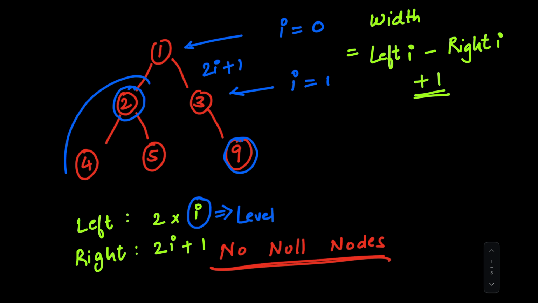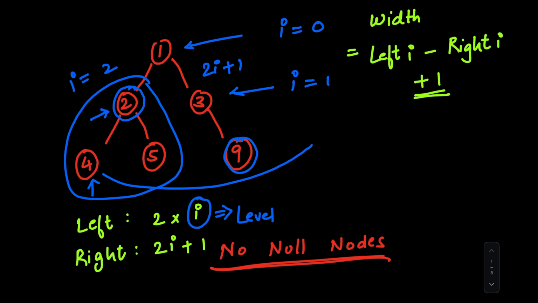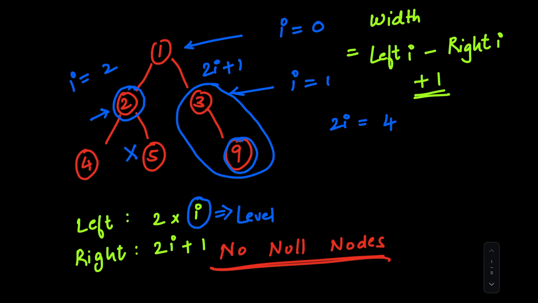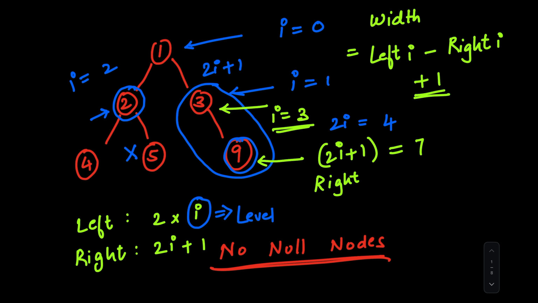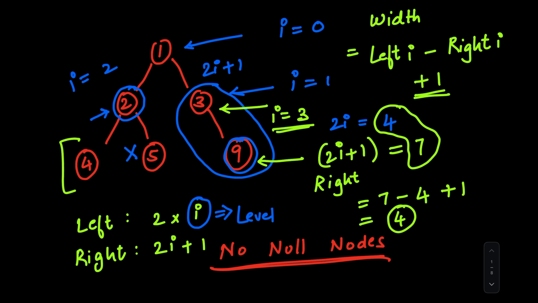Now moving on to the next level, for node 4, which is the left of its parent 2, we'll take i as 2. So for 4, its corresponding index will be 2i, which is 4. We will calculate for 5 as well, but because we know it's not the rightmost element, let's skip it. Looking at the right leg, where the parent is 3, its index is 3, so if we want to calculate the value of 9, which is going to be 2i plus 1, the total will be 7. The width for this level is going to be the difference between 7 and 4, and add 1 to it, the output will be 4, which is the highest so far.